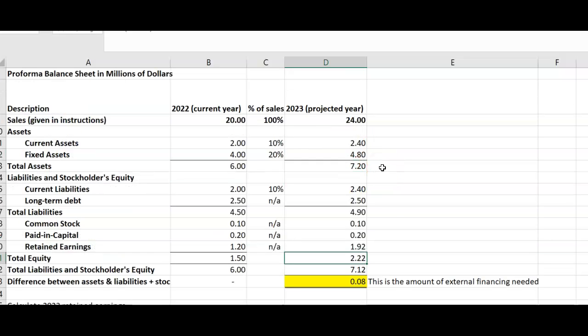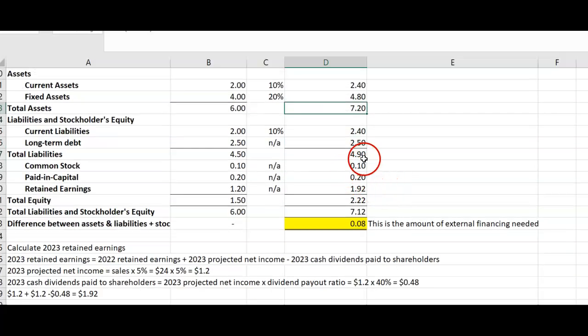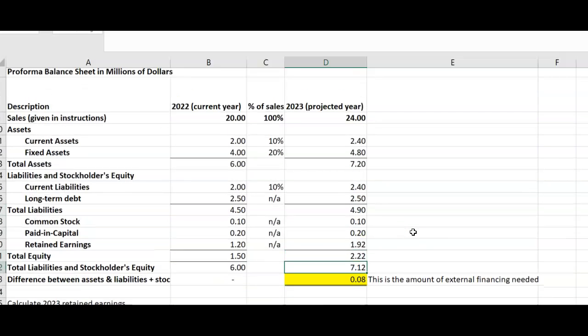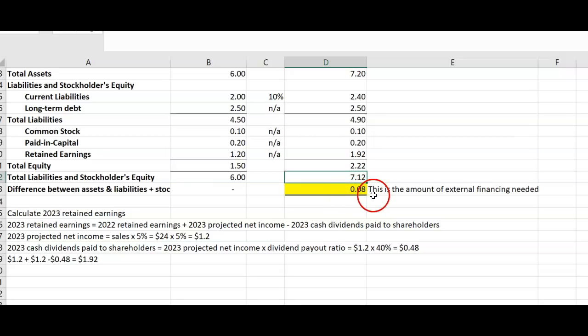So now I've got my balance sheet complete. I've got total assets of 7.2 million, and I've added up my liabilities of 4.9 and my stockholders' equity of 2.22, and that gives me total liabilities and stockholders' equity of 7.12 million. Now notice that these two figures don't equal each other, and that shows you the amount of external financing that we'll need. So to support sales of 24 million, we're going to need 80,000 in external financing. So 0.08 million is 80,000.